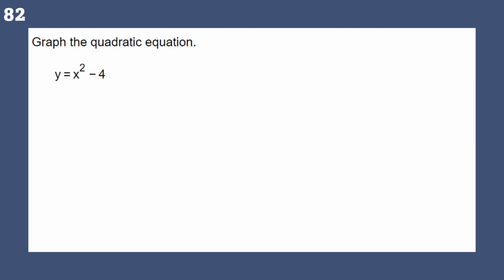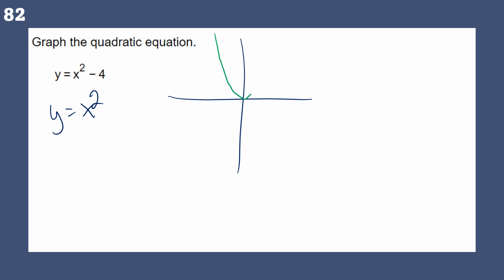Graph the quadratic equation. This isn't too bad if you know your parent functions. Your parent functions are the basic functions. So the parent function for this one is y equals x squared. And I know that's a parabola. A parabola is a U shape, and it looks like this. Until you start changing it, this is what it looks like.